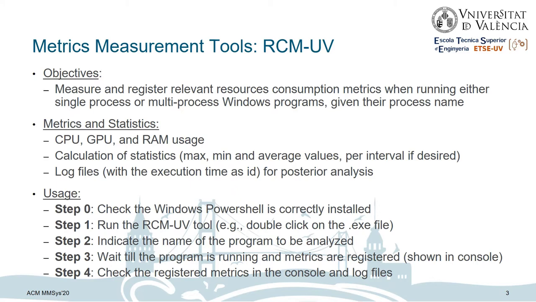The objectives of the first tool are to measure and register relevant resources consumption metrics when using either single process or multi-process Windows programs, given their process name. Basically, the tool takes samples of the CPU, GPU, and RAM usage, calculates statistics, and registers the information in log files for future analysis. The registered information is also displayed in the console. The required steps to run the tool are listed on the slide, but next, a short demo video is provided to show how the tool works when measuring these metrics for a video player embedded into Unity.